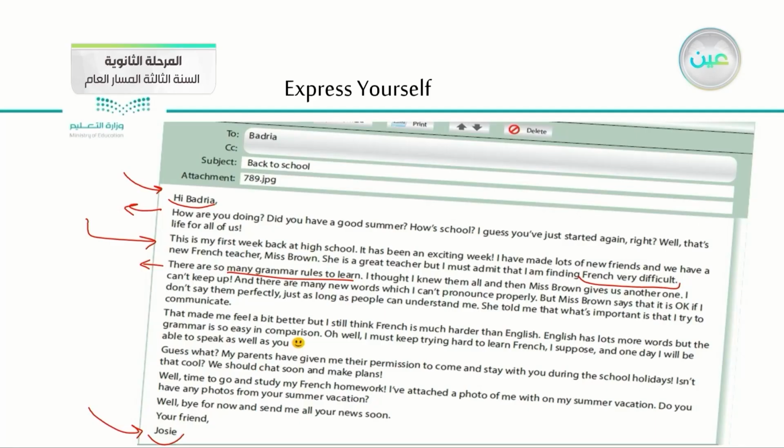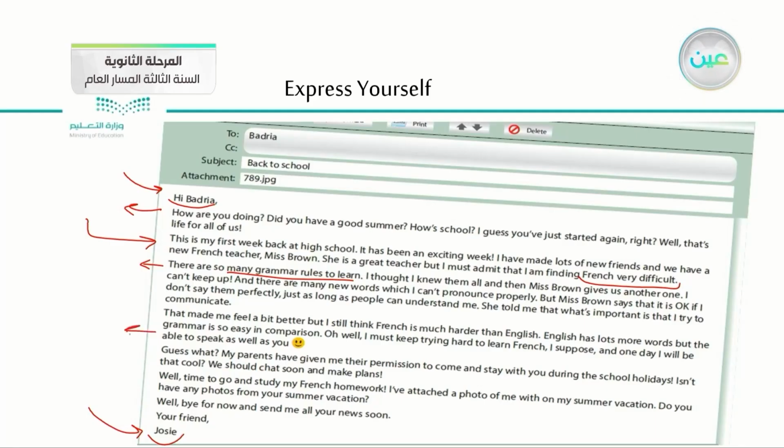Okay, so now she expressed her thoughts and her opinion toward the French language, and the difficulties she has faced while learning French, and how the teacher responded to her struggle with learning French.